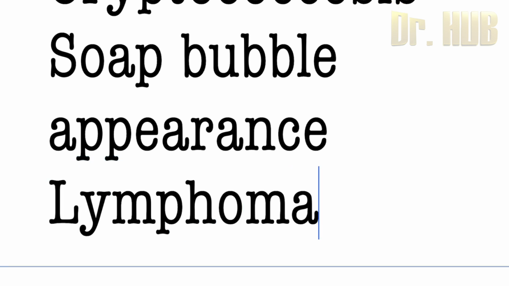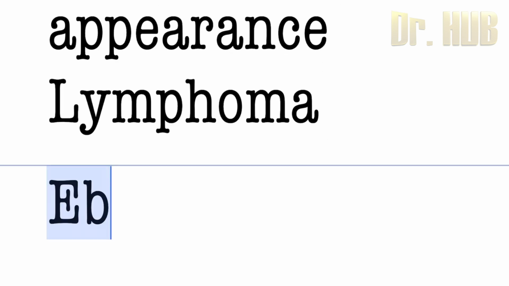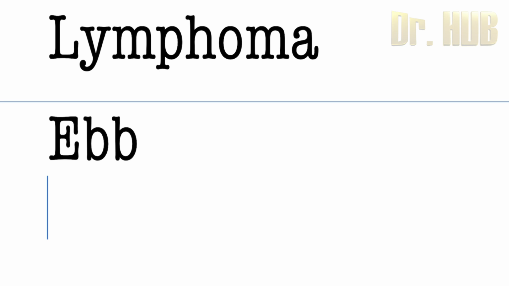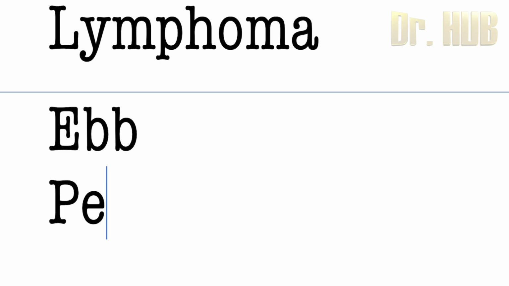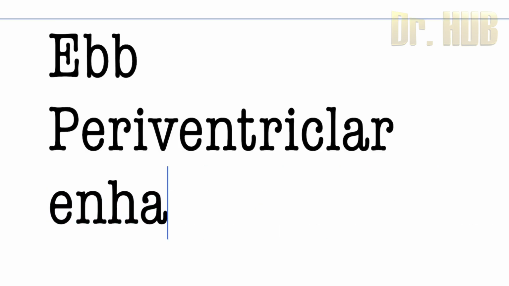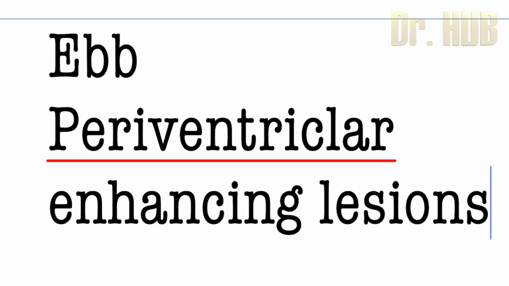Then looking at the lymphoma. The lymphoma is associated with the EBV, that is Epstein-Barr virus, and the periventricular enhancing lesion is what is very prominent here. Periventricular enhancing lesions are seen.